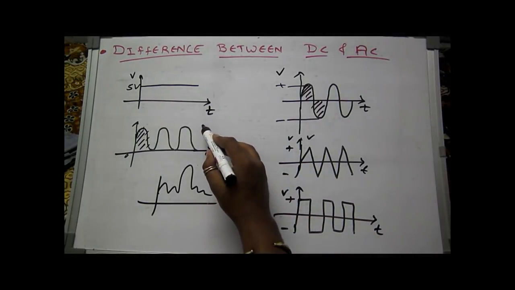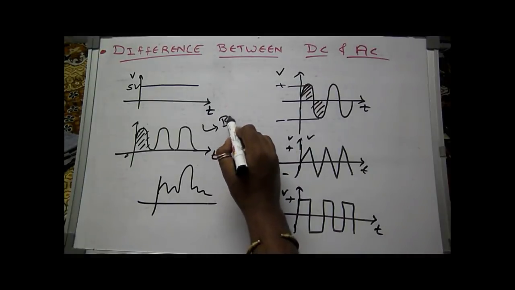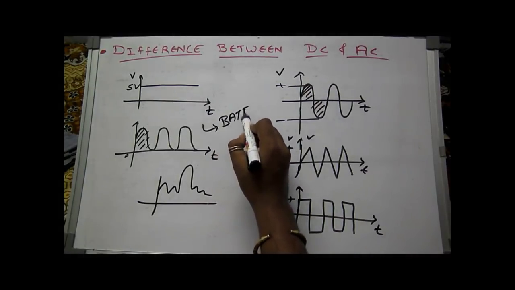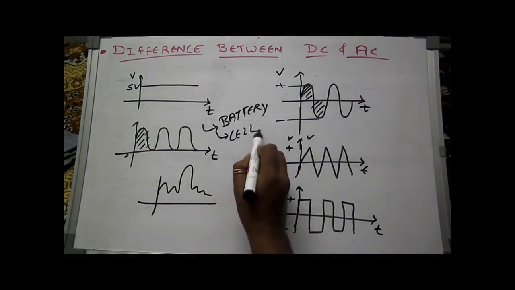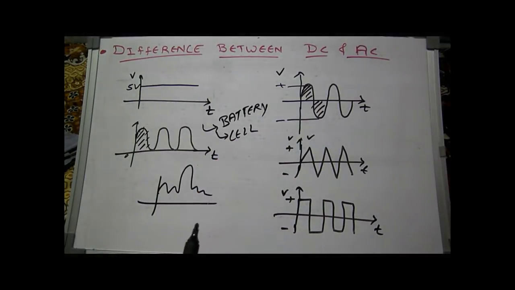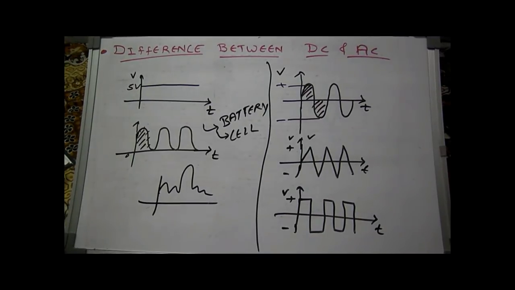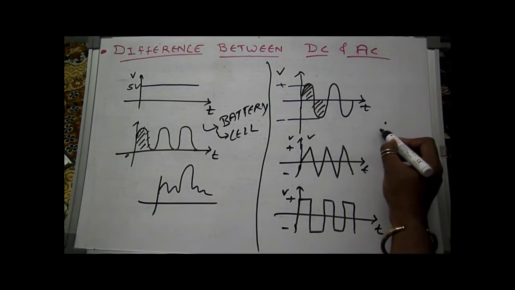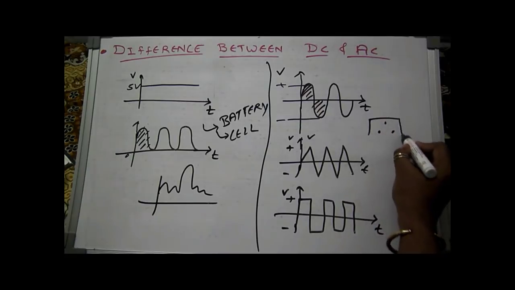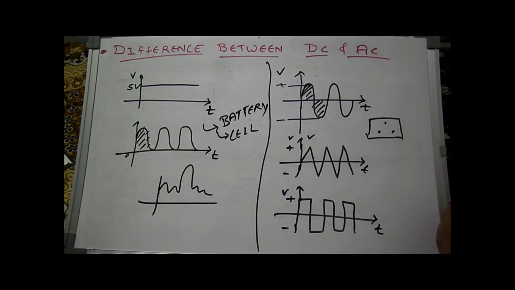There are many examples of DC, means you can see batteries, then cells, which can provide a constant voltage, that is DC. We use AC in our day-to-day lives, that is in household outlets, power outlets. On your wall we get AC voltage, and there are many appliances which work on AC like fans, tube lights, bulbs, etc.